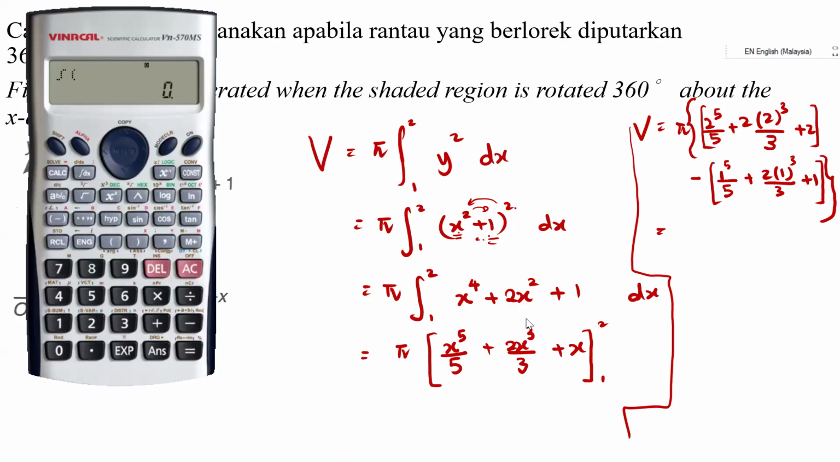Integration. Key in the original: x to the power of 4 plus 2x squared plus 1, with the lower boundary 1 and upper boundary 2.